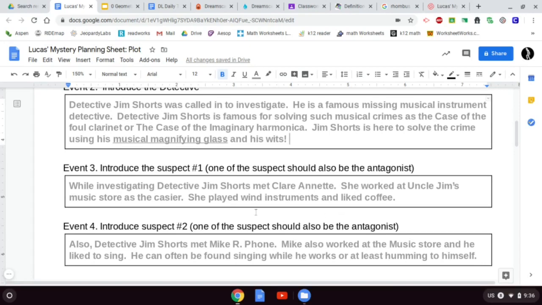Something to do with wind instruments and coffee. Again, Chekhov's gun: I'm only going to include stuff that is going to be used to push the plot forward. I'm not going to include things that don't work with the plot. I'm just not. That's poor narrative writing if you do it.